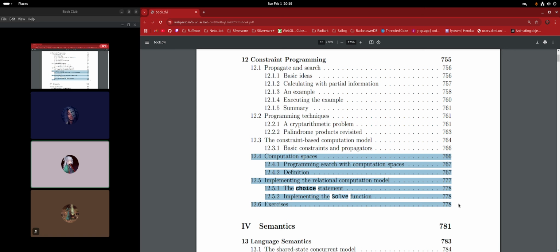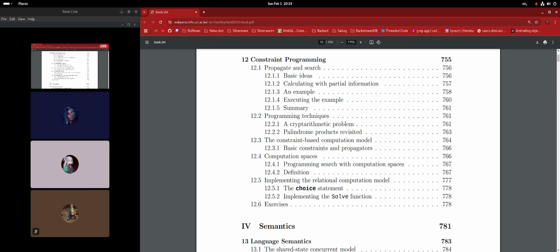Yeah, let's split this up like this. We do 12.1, 12.2, and 12.3 in one session, and then 12.4 and 12.5 in the other one. Sure, that's the sensible split.